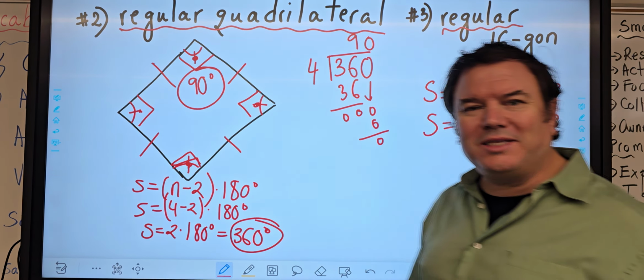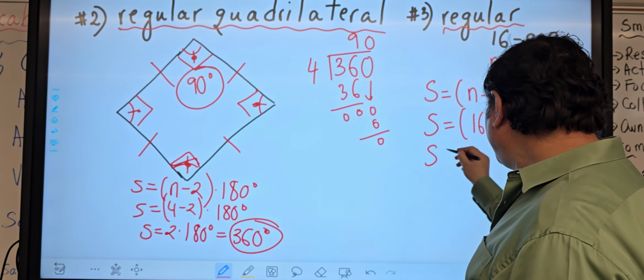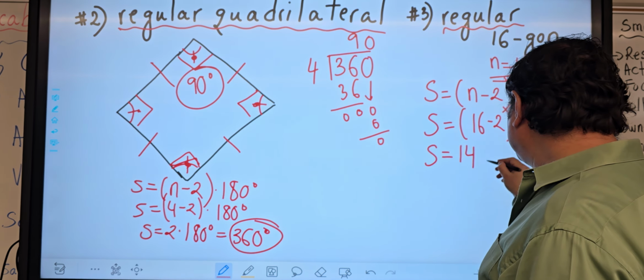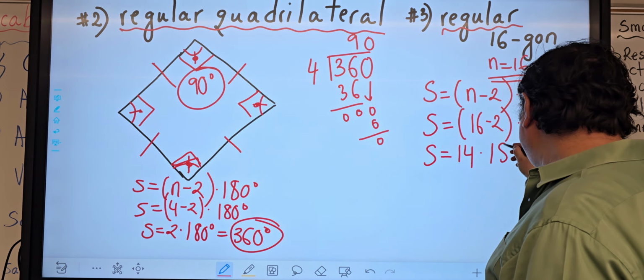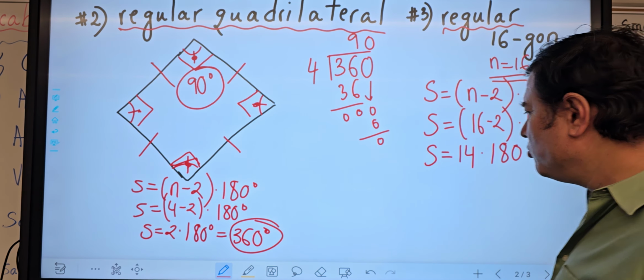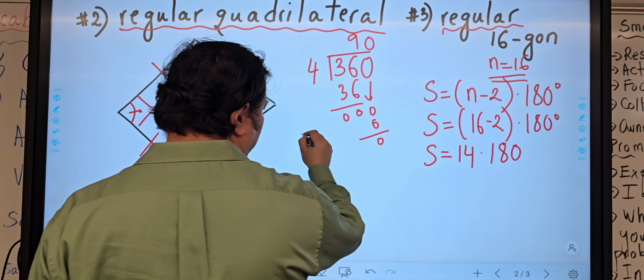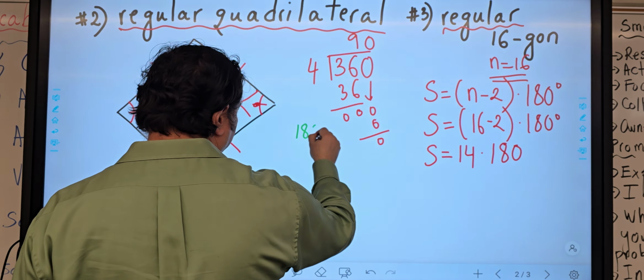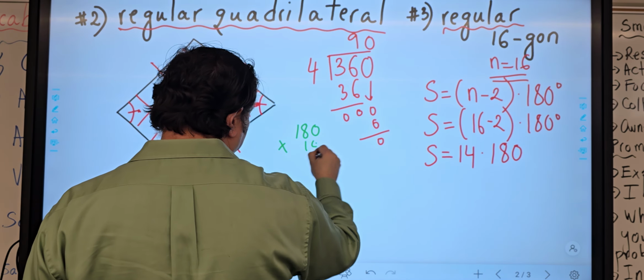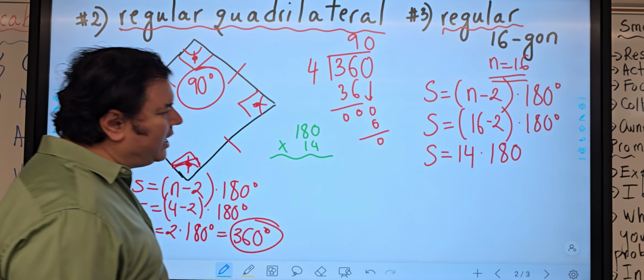16 minus 2 is actually 14. S equals 14 times 180. Okay, let's multiply 14 times 180. Let's see what we get. So let's multiply right here. 180 times 14. See what we get.